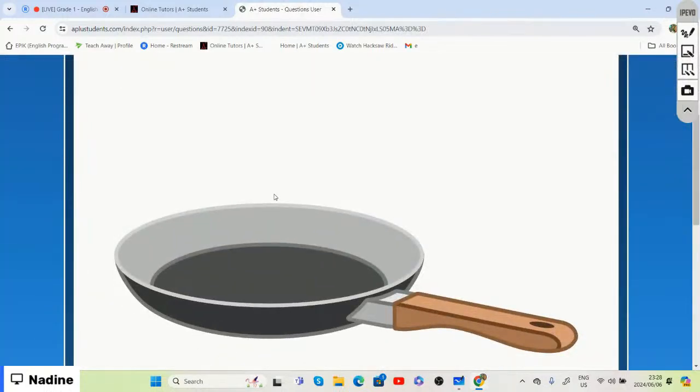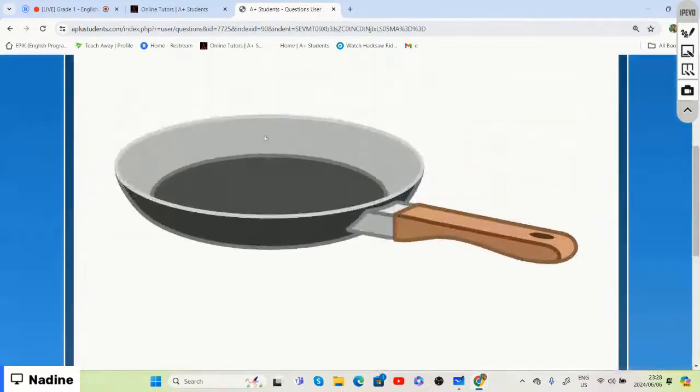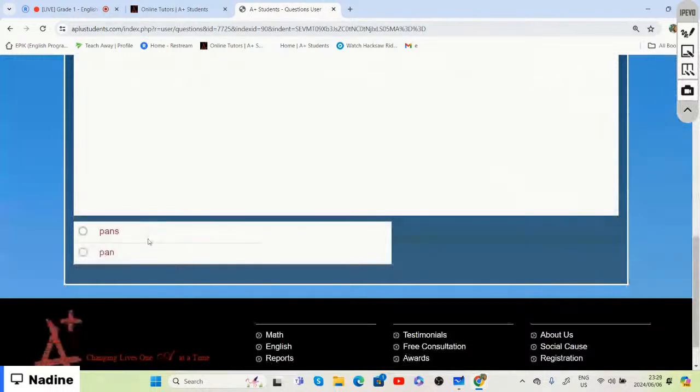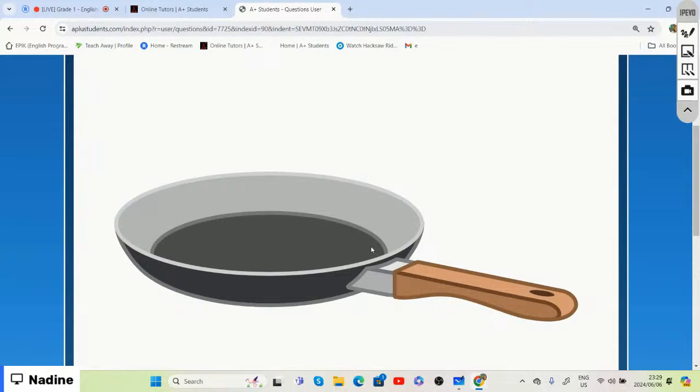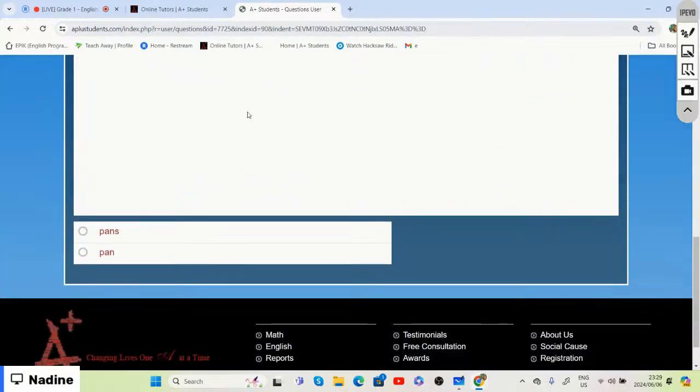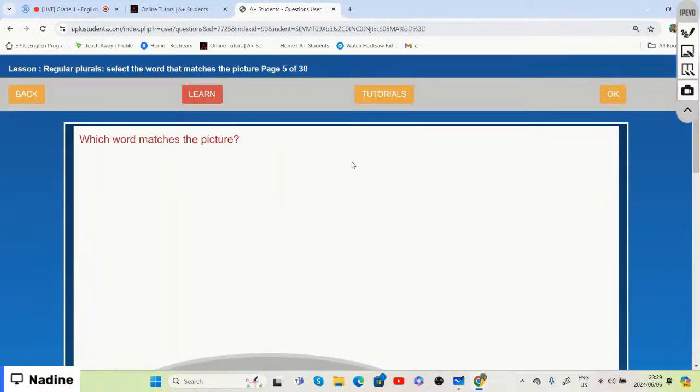Well done. Then we have one of this item. We need to match the word with the picture. Do we say there's one pants, one pan? So I say one pan, or do we see that there's more than one pan, which is pans in front of us? All right, and if we were to choose the correct one, yes, well done. There's only one pan, right? Which means that it is singular. Singular. Think of being single, but singular.